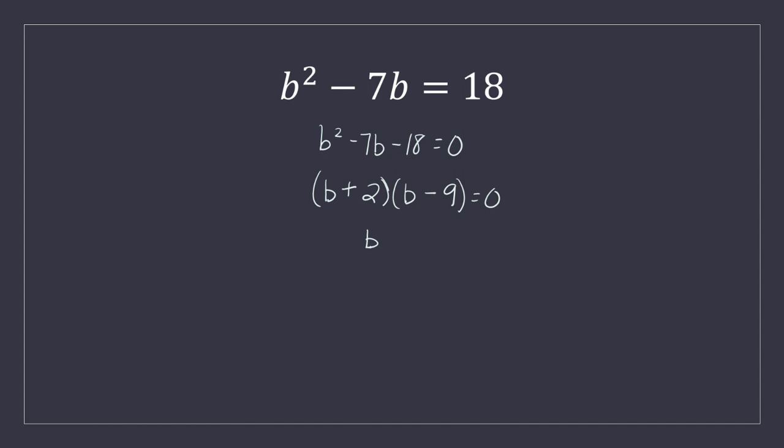And then, of course, to get my answers, I'm going to take the opposite of the parentheses, which gives me b equals negative 2 and b equals 9. Both of those are my solutions.